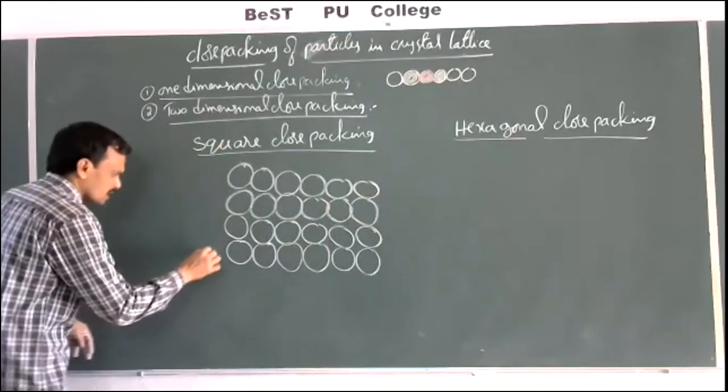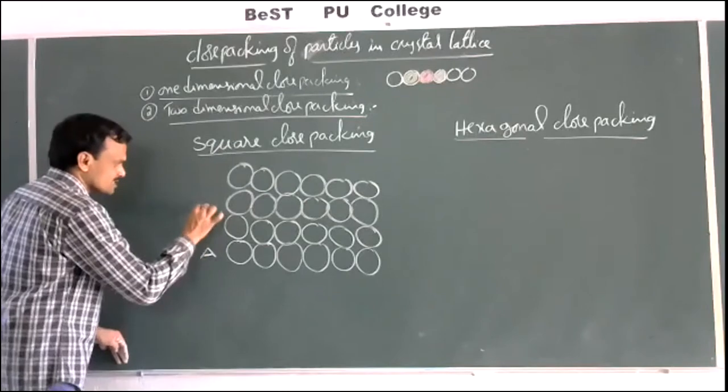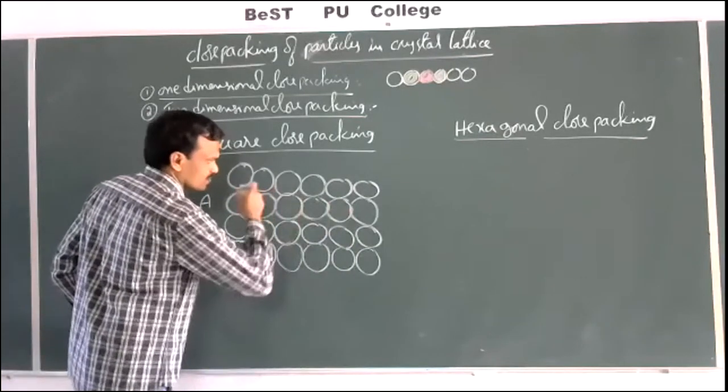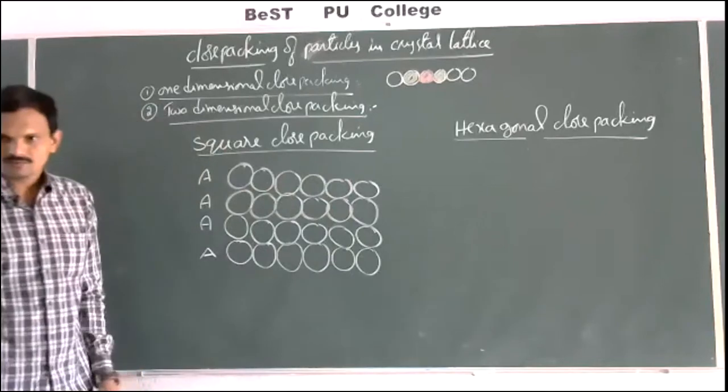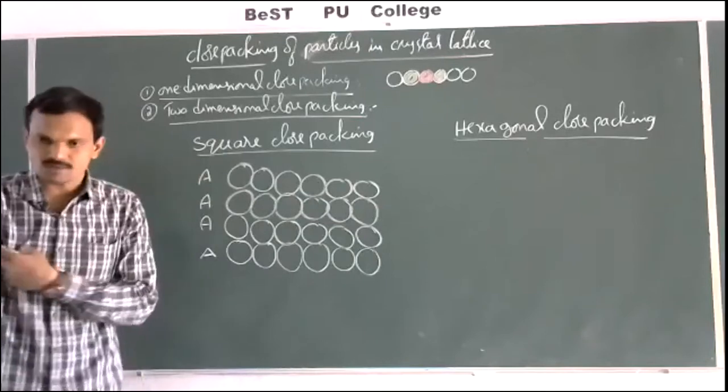See here, if you observe, let us assume this is layer A. This also layer A. Same layer gets repeated. First layer, second layer, third layer, fourth layer. Okay, means not layers, rows. First row, second row, third row, fourth row. These are not layers, rows.